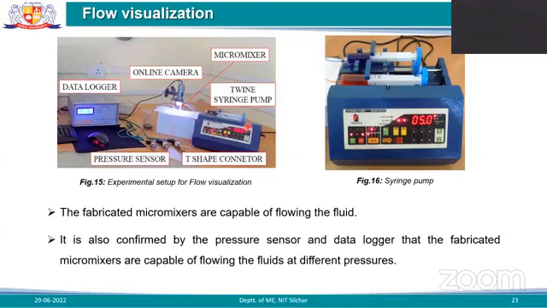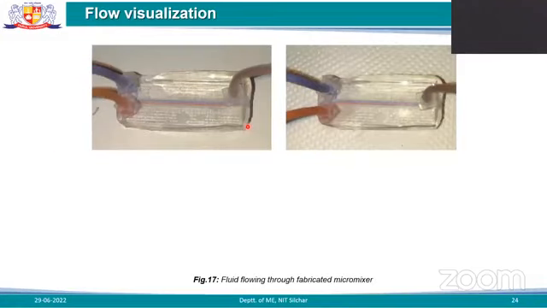So from the research we have done, it was seen that the fabricated micromixers are capable of flowing the fluid, and it is also confirmed by the pressure sensor and the data logger that they can flow fluids at different pressures. We have taken lots of pressures. I am not giving the particular data here, but it is capable of doing this kind of job.